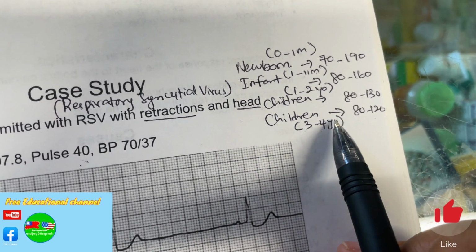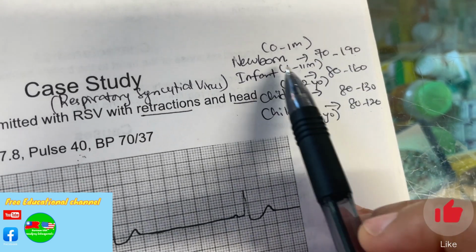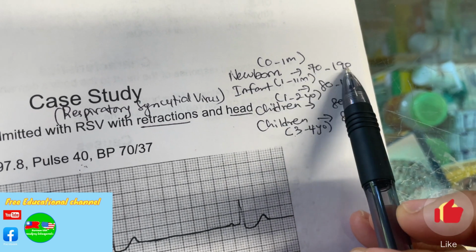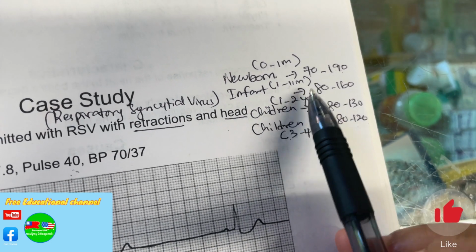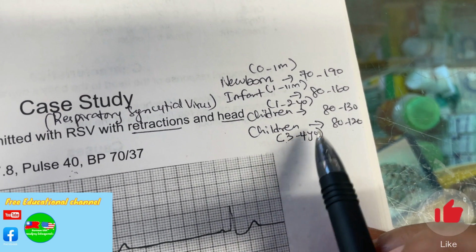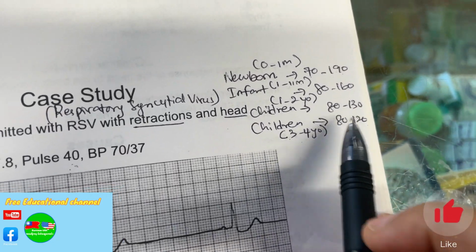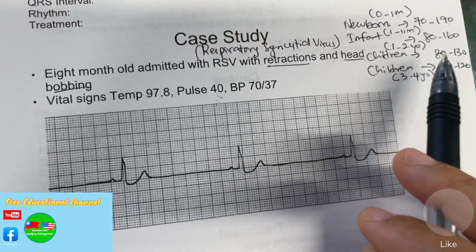So if you don't remember all the numbers, if the kids are this young, 70 to less than 200 is okay. And if the kids are 1 to 4 years old, it has to be at least 80 beats per minute, okay? Other than that, it is very, very concerning, okay?